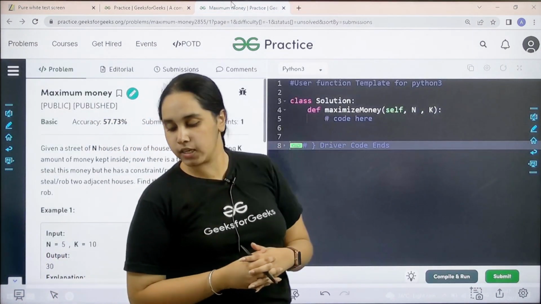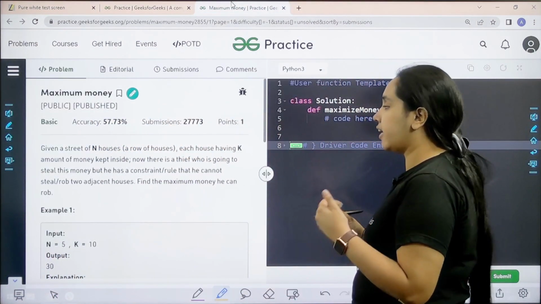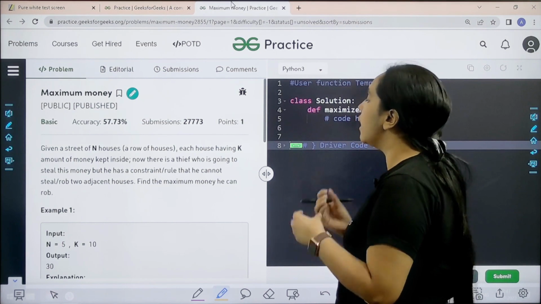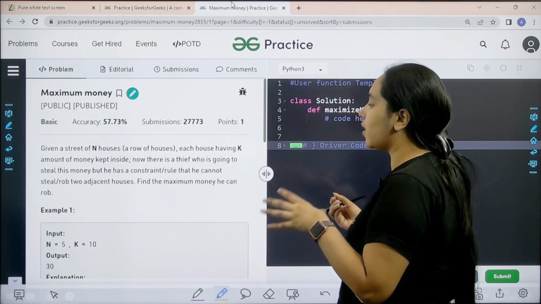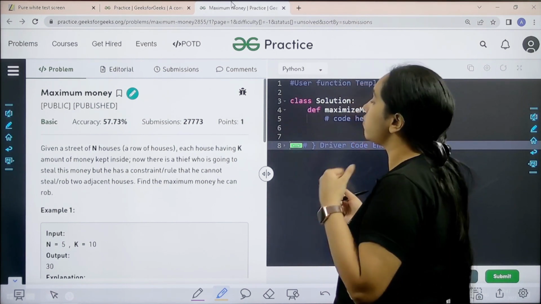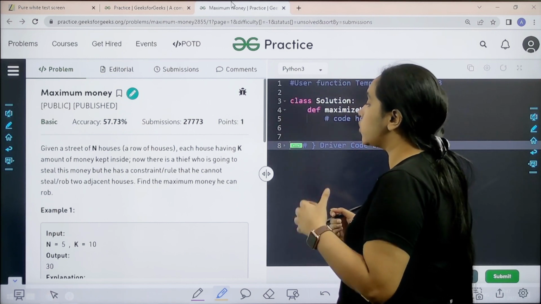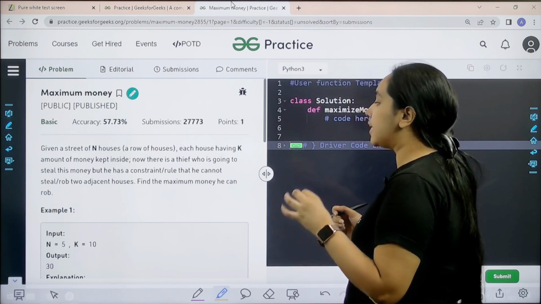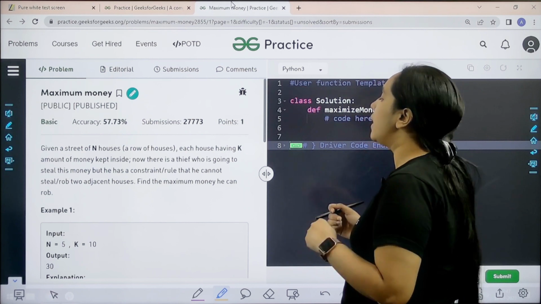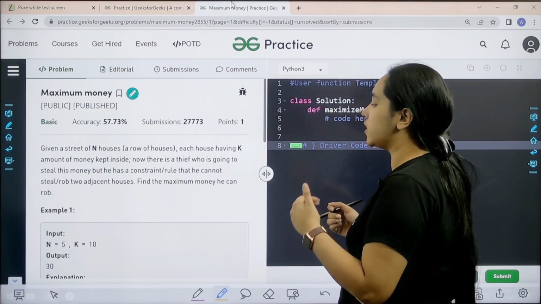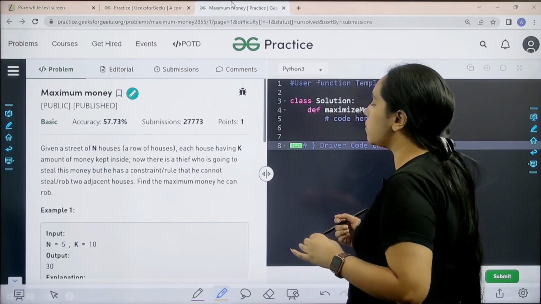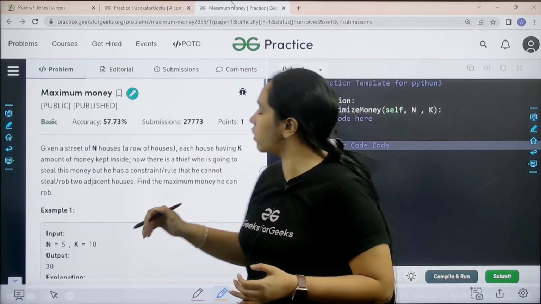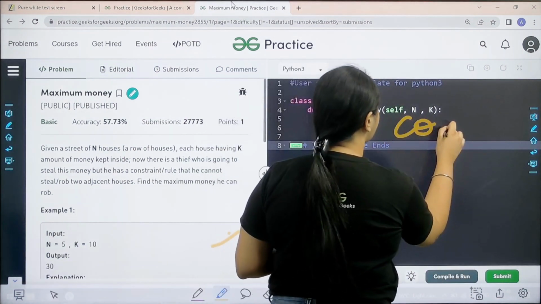Okay, here is the question. Let's read it. Given a street of n houses, a row of houses, each house having k amount of money kept inside. There is a thief who is going to steal this money, but he has a rule that he cannot rob two adjacent houses. Find the maximum money he can rob. So this is the question and we will code the solution over here.